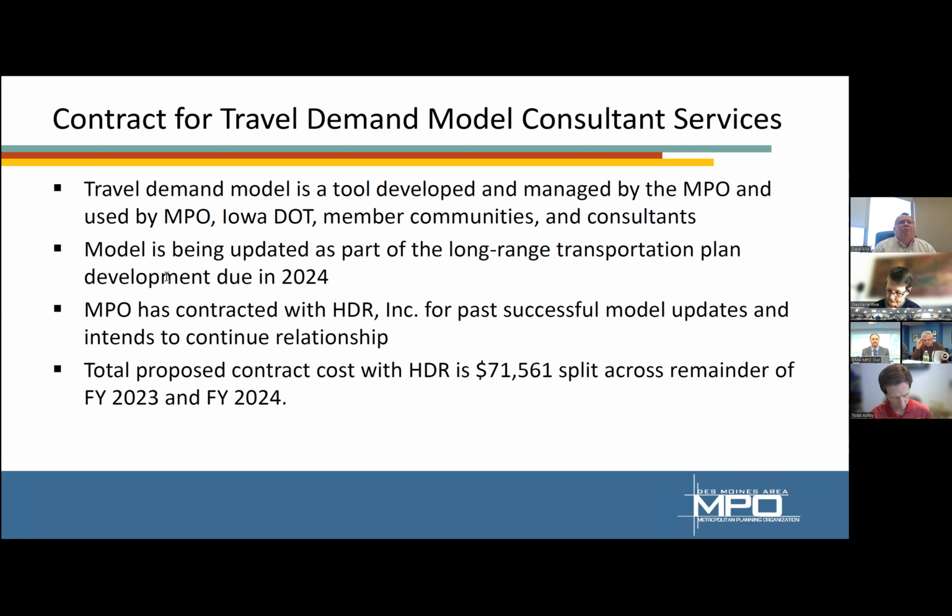What we're asking for today is a contract between the MPO and the consulting firm HDR. We've worked with HDR in the past to update our model, and they also help us from time to time, on an on-call basis, to run the model when needed. The total project cost would be about $71,500, and that cost would be split across FY 23 and 24. It's important that we have this model and that everyone has confidence in it.